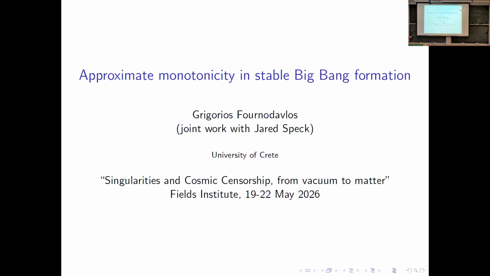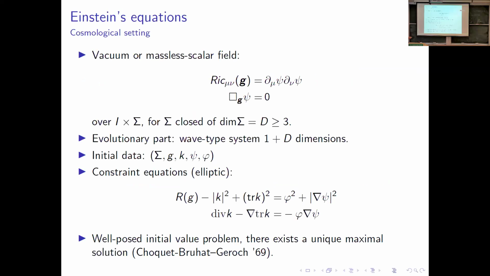Okay, so I will be talking about joint work with Jared Speck. And since everybody, like Hans and Warren, already gave quite a good introduction on Big Bang singularities, I'll try to go through this briefly. Okay, so the model is again the same that Hans talked about. Einstein coupled to a scalar field, or vacuum if that scalar field is 0.